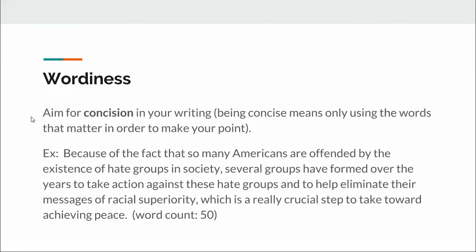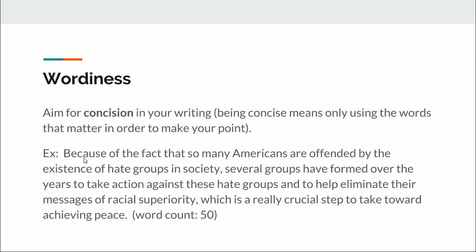Sentences that are overly wordy, again, become a little more difficult to figure out what they're trying to say, and a lot of times these extra words will clutter up the meaning of our sentences. So we need to aim for what's called concision in our writing. Being concise means using only the words that matter in order to make your point. So check this sentence out.